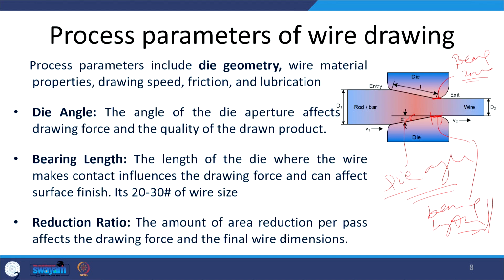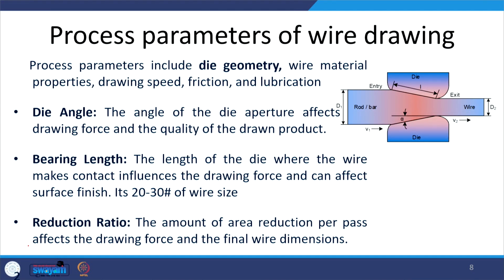And the die angle is another one. This is the entry section and this is the exit section. Since the material is subjected to a reduction in diameter and an increase in length, there is always a difference between the initial velocity of the material at the entry and the final velocity coming out. V2 is usually greater than V1 because of the reduction in cross section and increase in length. This is similar to rolling that we normally see.